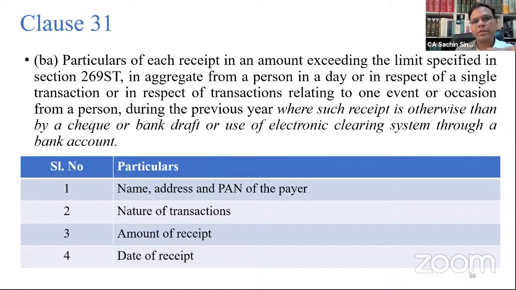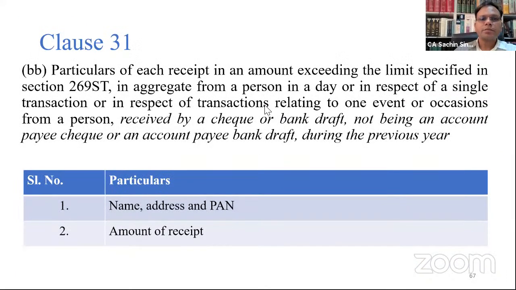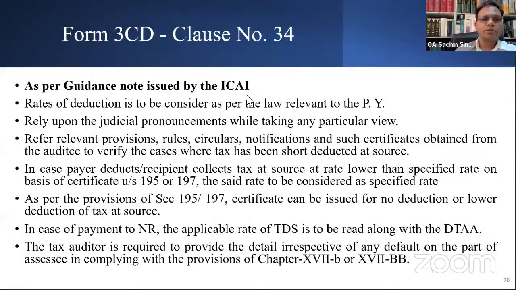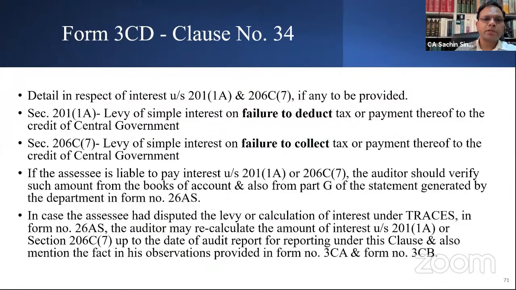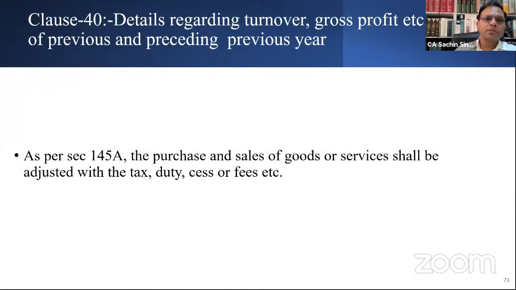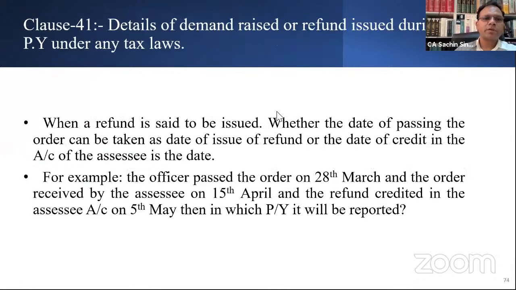So both the parties, whether receiver or payer, although this section is applicable in the hands of the receiver, this form says that the payer should also report on this transaction. So this is a clause which is to be reported. This is relating to TDS provisions, that is 34. Deemed variant. Details regarding turnover, gross of the previous year, preceding previous year. So 145.